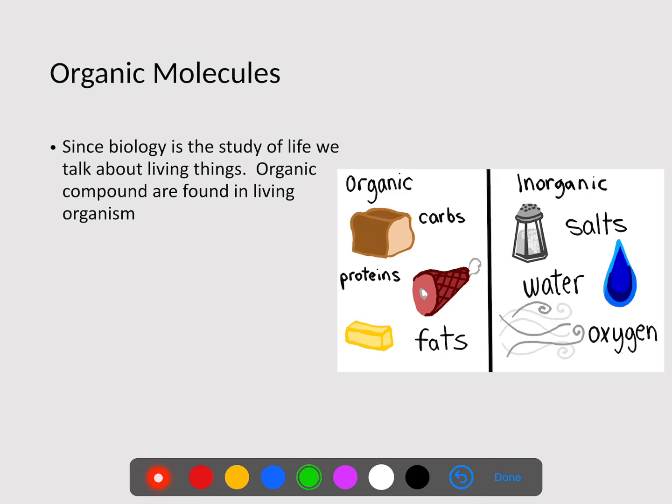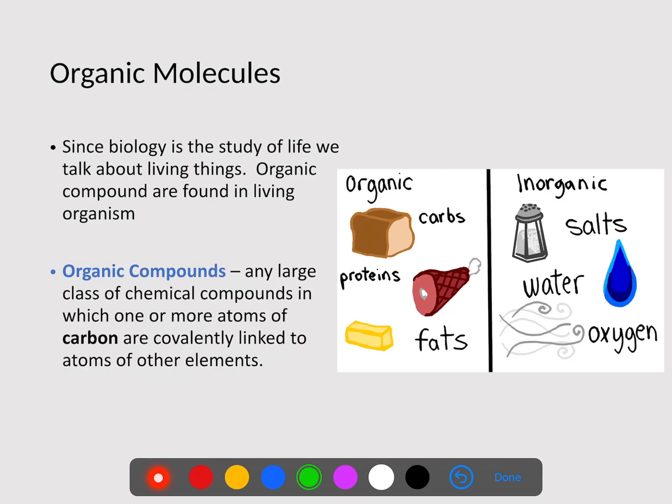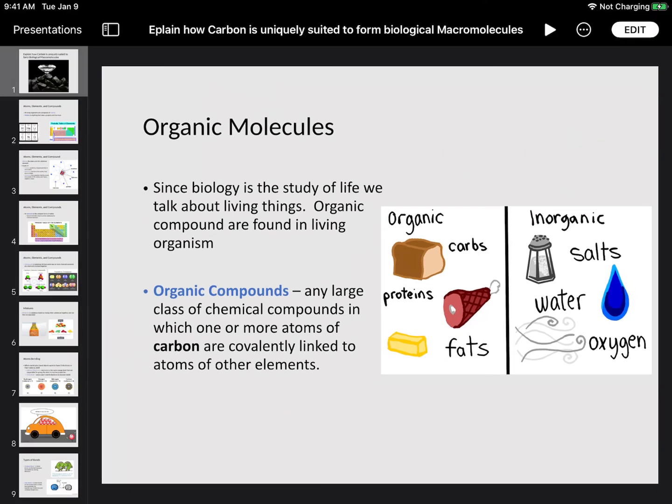Now, since biology is the study of life, we talk about living things. Organic compounds are found in these living things. So remember, an organic compound is any large class of chemical compounds in which one or more atoms of carbon are covalently linked to atoms of other elements. So again, organic contains carbon. Inorganic, usually no carbon is present. So that's how we distinguish between the 2 terms.